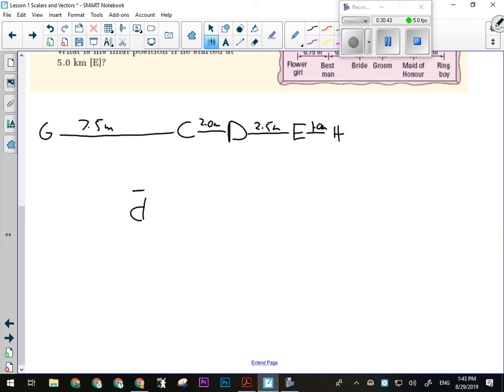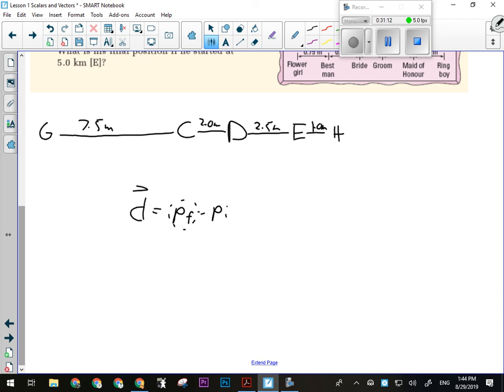The formula for displacement is final position minus initial position. They told me my initial position was 5 kilometers east, and they told me my displacement was 50 kilometers west. Okay, so one's east, one's west. They got to make one negative. Okay, west is typically negative. And I'm trying to find their final position.